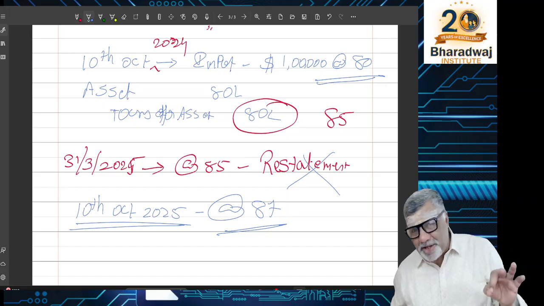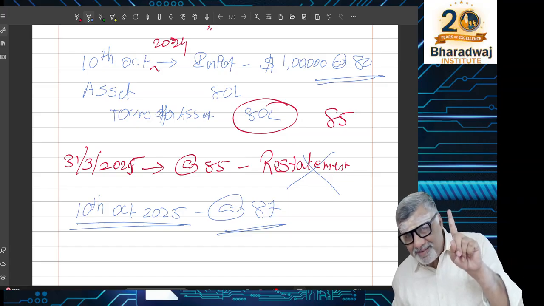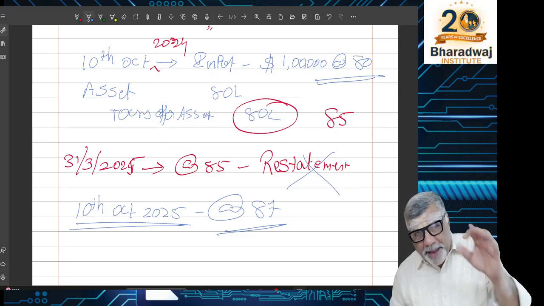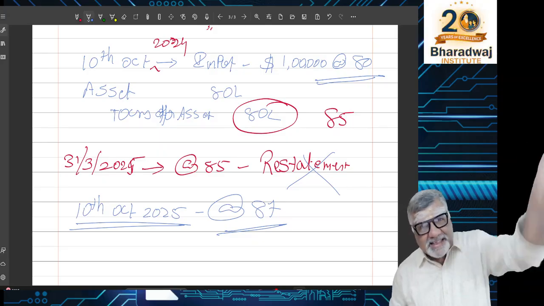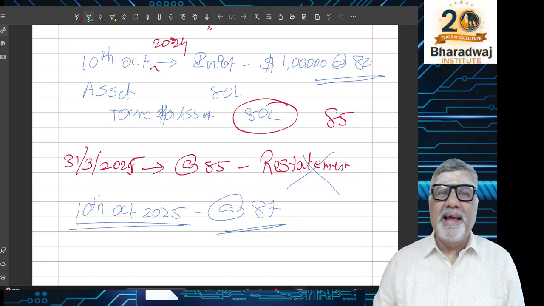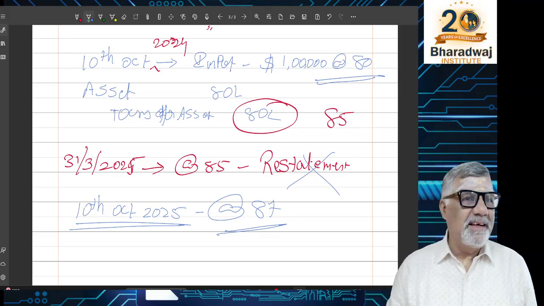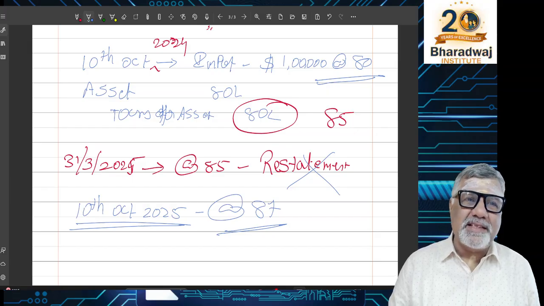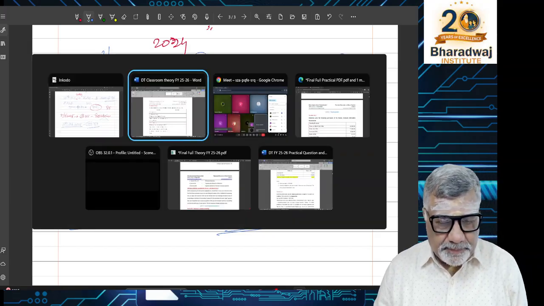Whereas income tax law says, no boss. If you have purchased the asset for 80 lakhs, paying 87 lakhs, it is the asset value which needs to be increased. Is the class understanding?